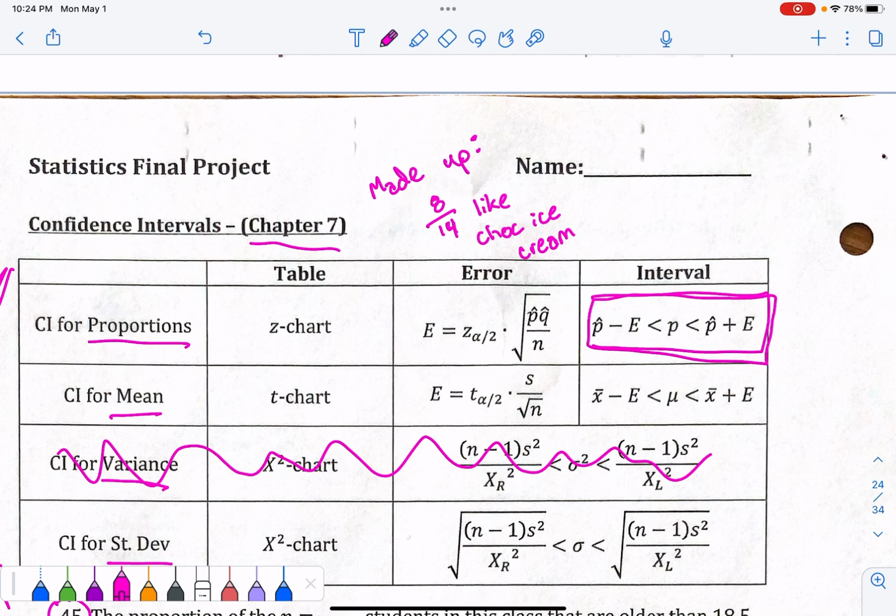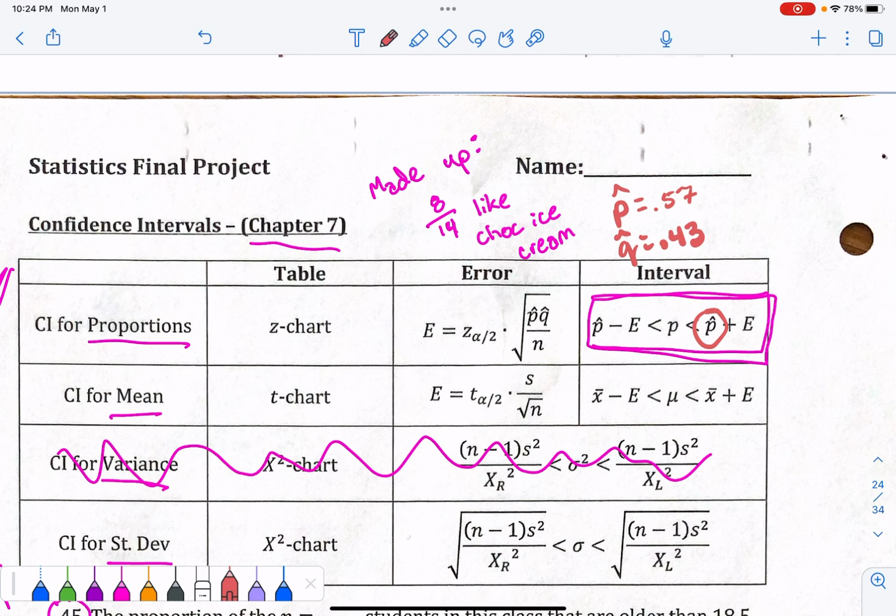8 out of 14 gives me, as a percentage, what we call p hat. Our p hat value, 8 divided by 14, is 57% and change, so we'll just go 0.57. P hat in this case would be 0.57. That is the percentage of people who like chocolate ice cream. Q hat is going to be the opposite of that, okay? So if I subtract that from 100%, that would be 0.43. These two have to add up to 100%, right? P hat and q hat, all right?